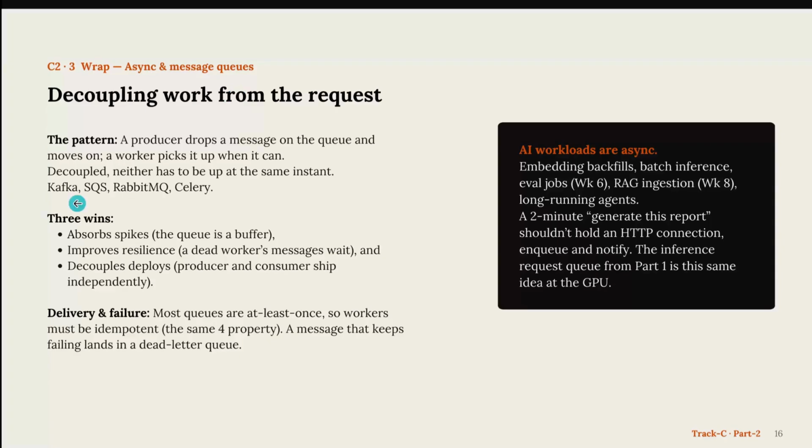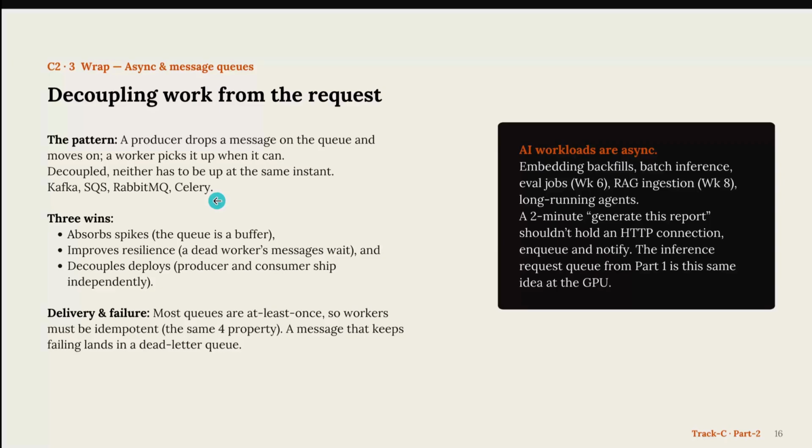Some queue systems that have been built recently, or have been there for a while, are Kafka, Simple Queue Service by AWS, RabbitMQ, and then we have Celery. But the challenges also exist. What are those challenges?